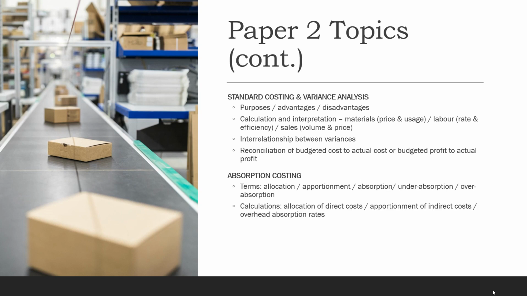Calculations, so you need to be able to allocate those direct costs, apportion indirect costs, and calculate overhead absorption rates. So you're looking to calculate the full absorption cost of a unit of output and then potentially mark that up to find the selling price. As it says there, calculating selling prices, benefits and limitations of it, and comparisons with other costing methods for inventory and for profit calculations as well. So what's it good at, what's it not so good at, and how does it compare with things like marginal costing and activity-based costing.